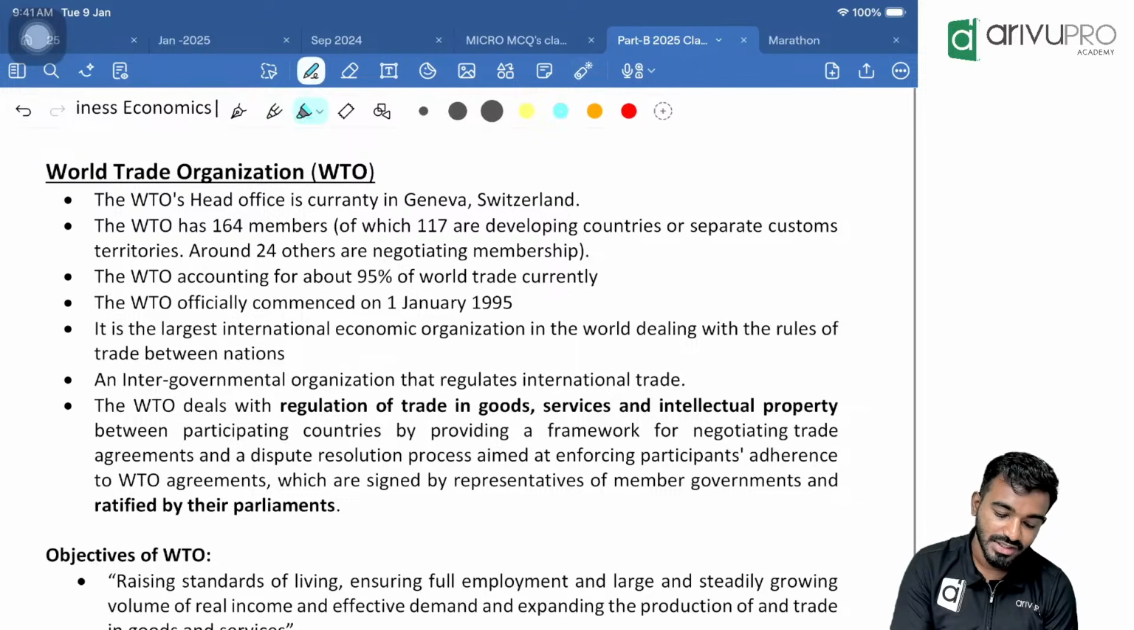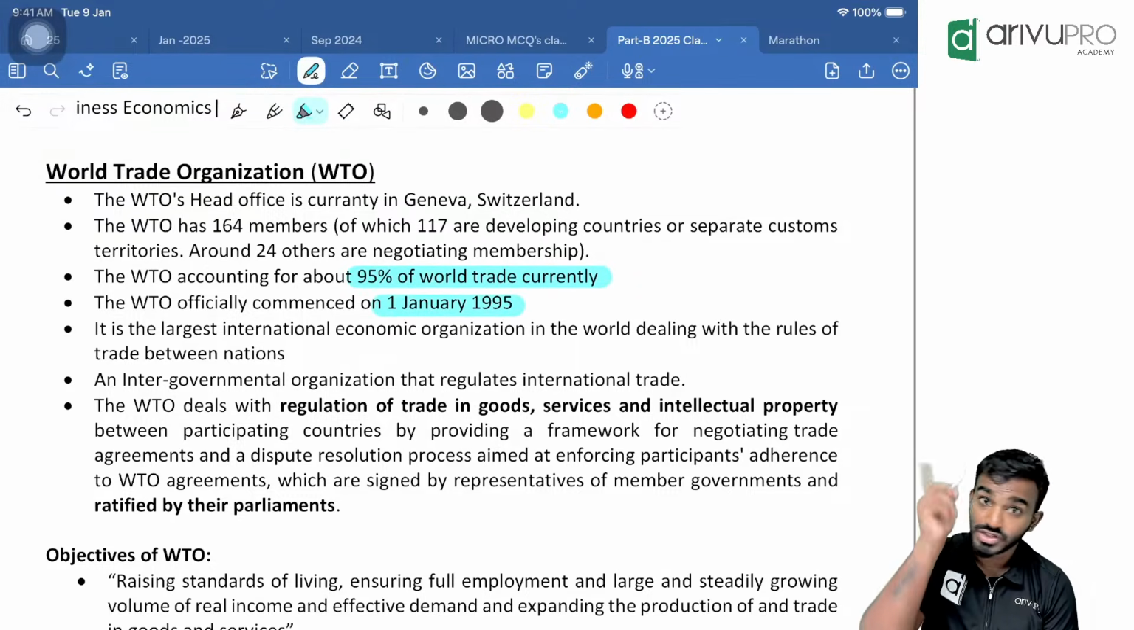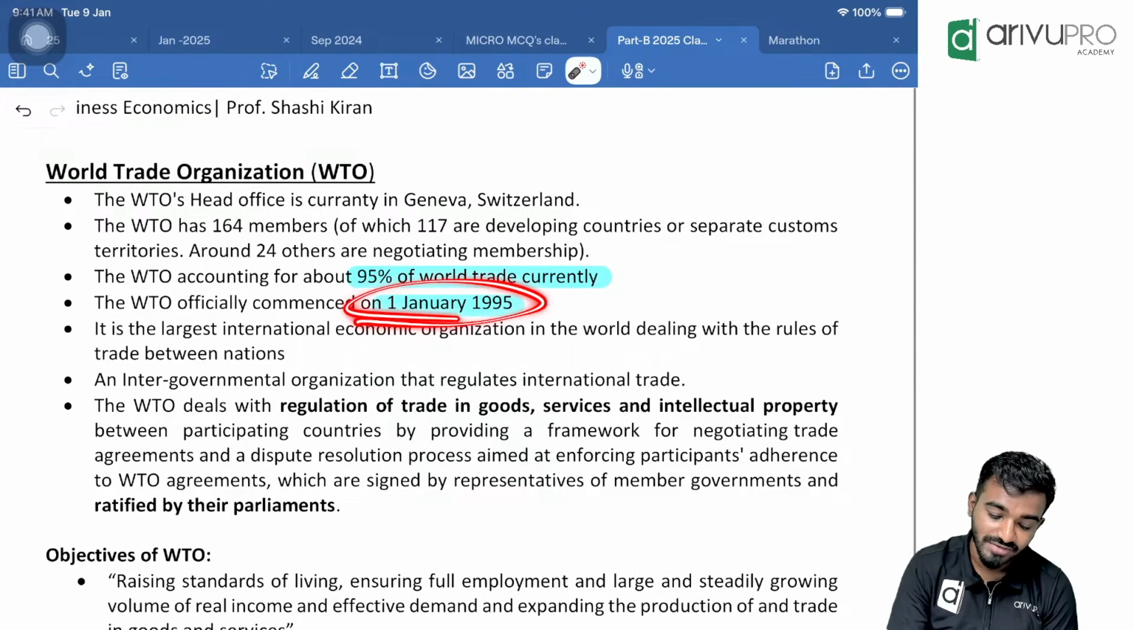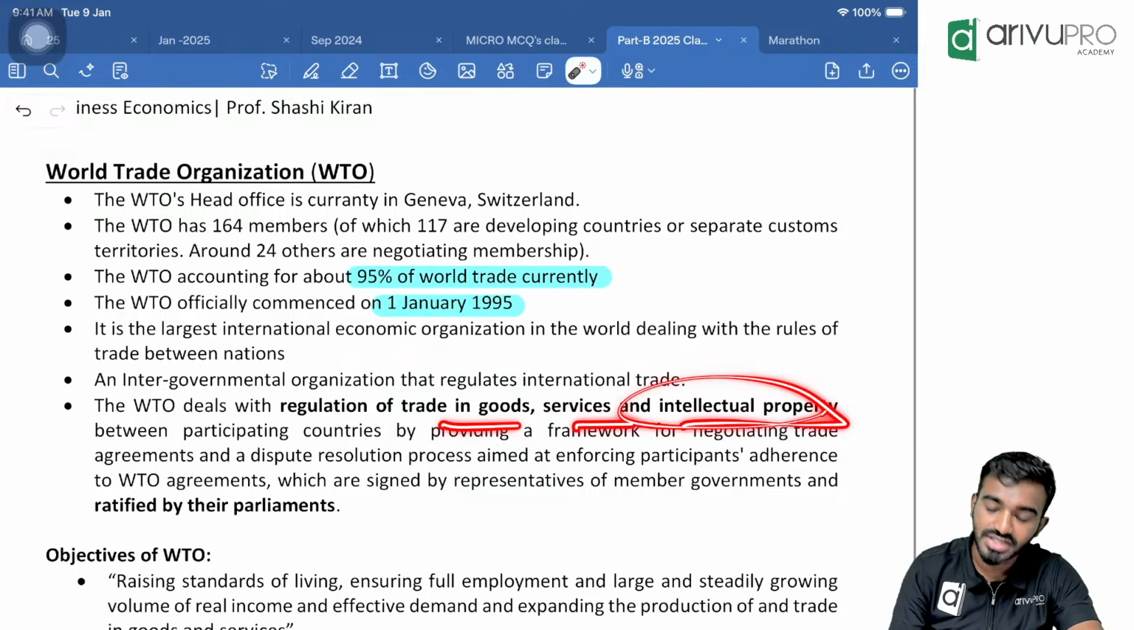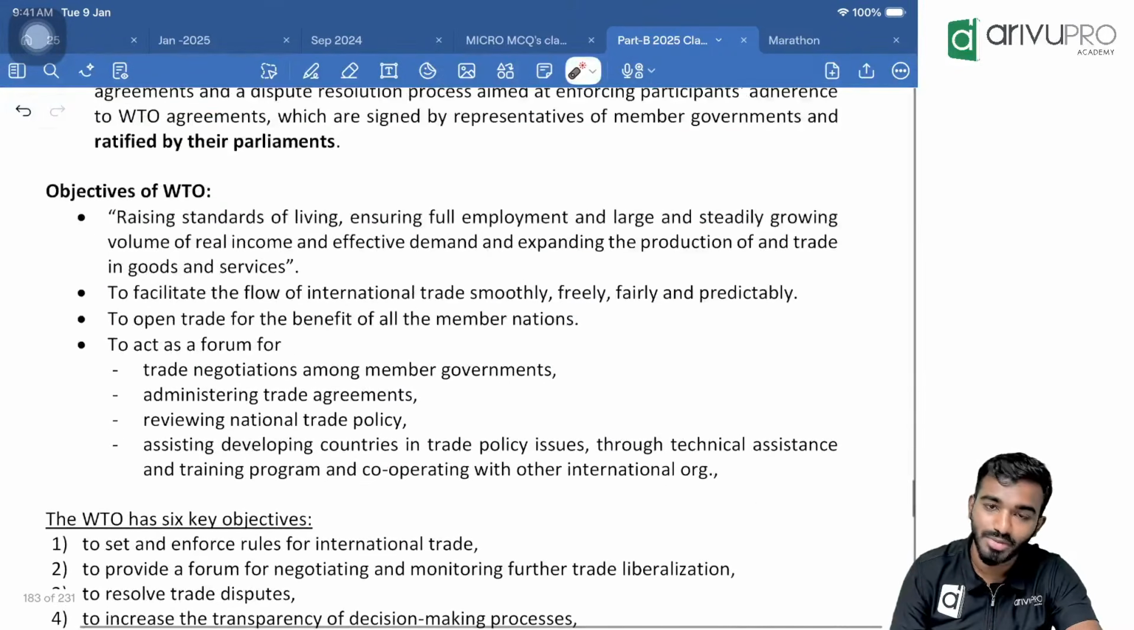Today 95% of world trade is carried out by WTO. It was established on 1st of January 1995, and started its operation on 1st of July. Now it covers all three: goods, services and intellectual property, TRIPS, trade-related intellectual property services.